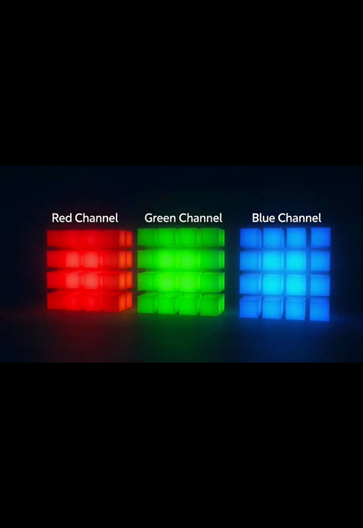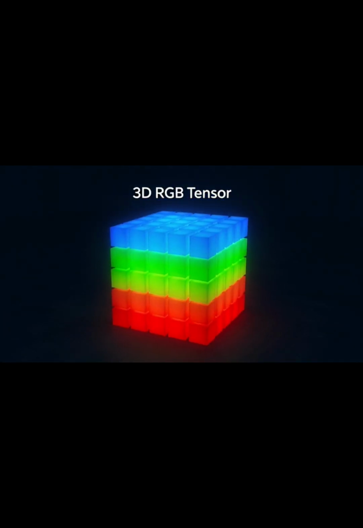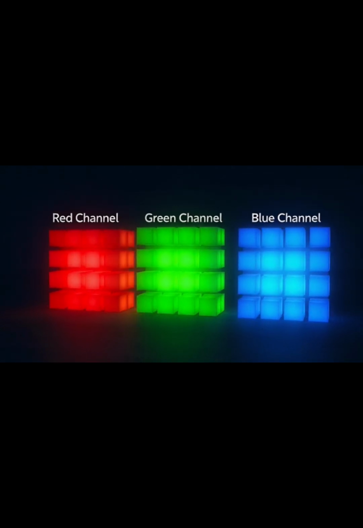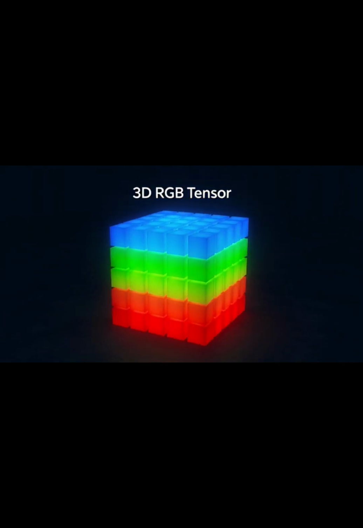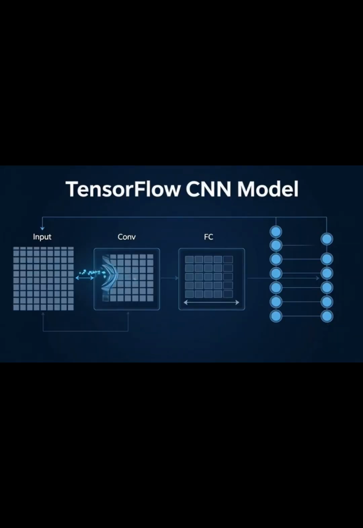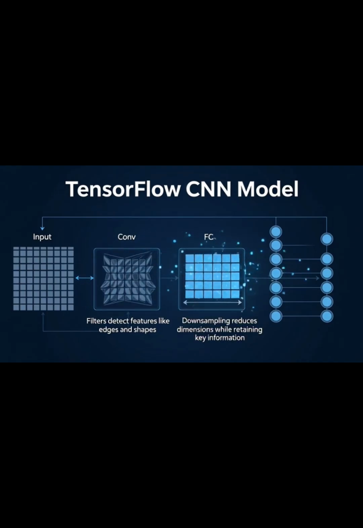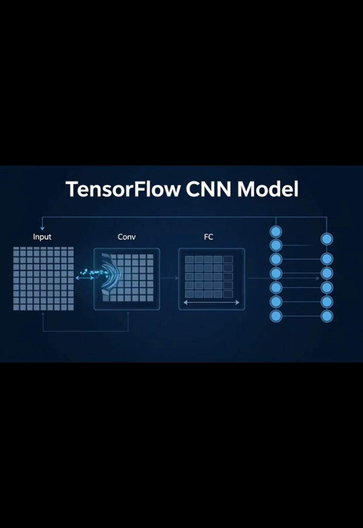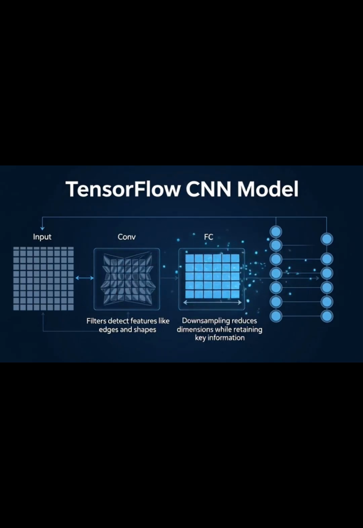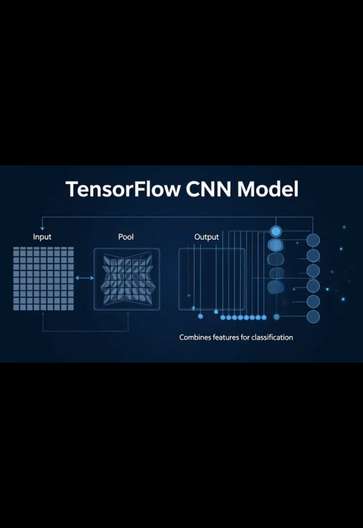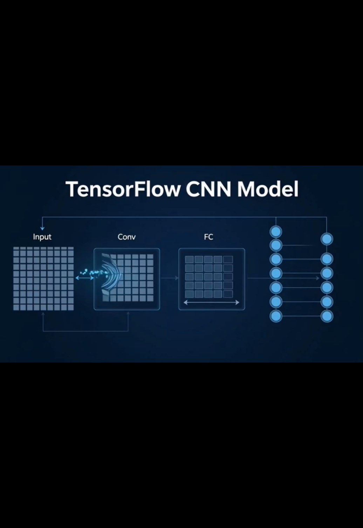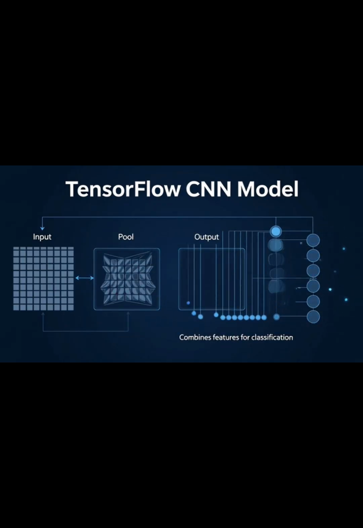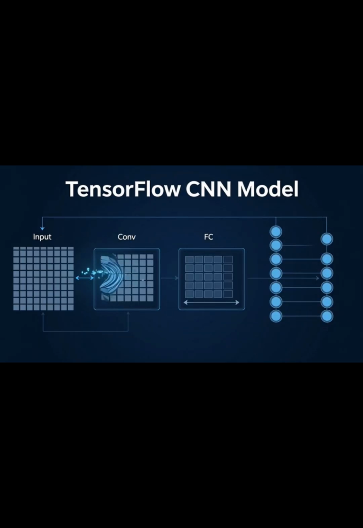Flow: this refers to how data, tensors, flows through the model. TensorFlow builds a computational graph, like a flowchart. An input tensor, the image, enters, passes through layers and operations like convolution and pooling, and an output tensor, a prediction like "this is a cat," comes out. So TensorFlow literally means the flow of tensors through mathematical operations in the neural network.